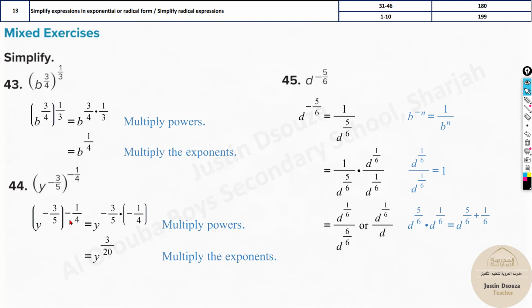Now here, what happens is, first of all, this one, you multiply it with each other. Don't go to take 1 divided by, no. Multiply the powers. Minus and minus become plus. The answer is 3 by 20 over here. That's the concept. So that's how we do it over here.